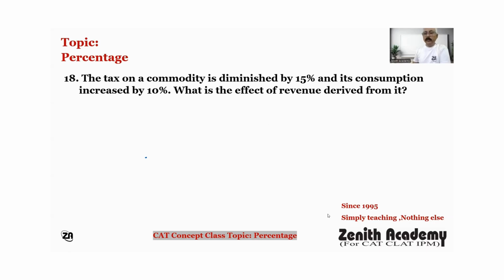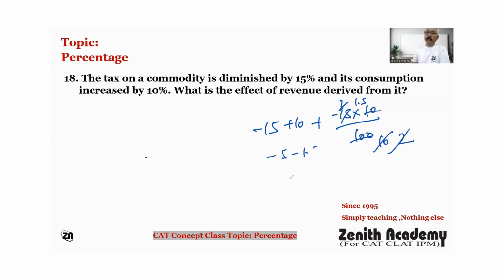Diminished means minus 15, plus increase 10, and same formula: minus 15, 10 by 100, it is minus 1.5. And this is minus 15 minus 1.5, means minus 6.5%. So the effect on the revenue will be in decrease mode. So revenue will be decreased by 6.5%. Okay.